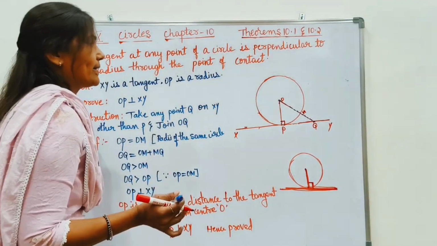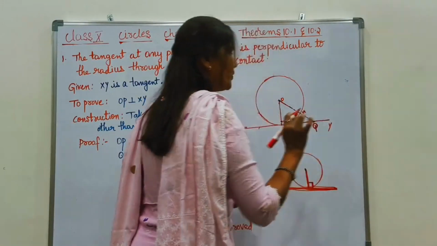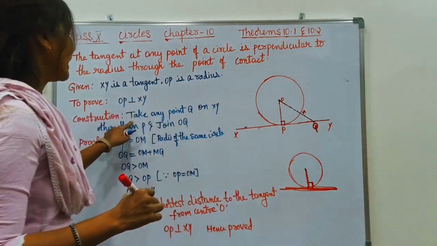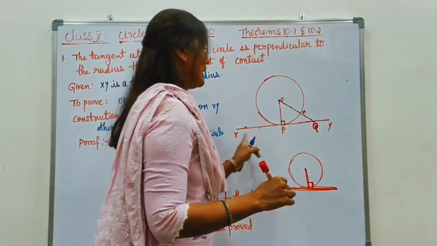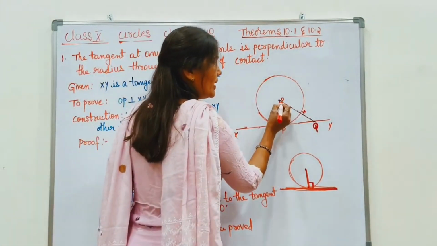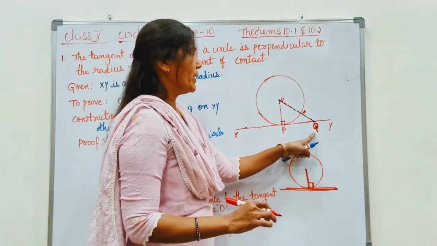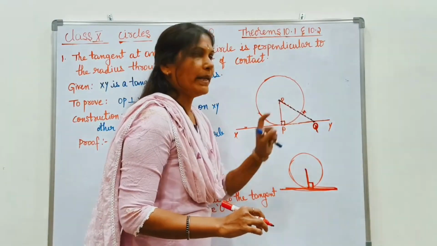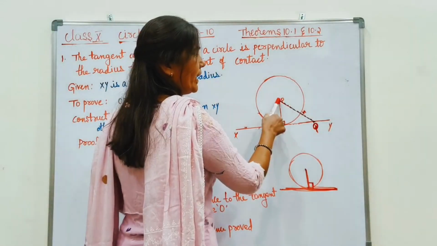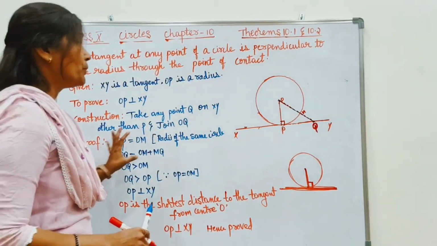Next, the construction. Here we will draw one construction. On the tangent, you take one point Q, anywhere other than P. Write in words: take any point Q on XY other than P, then join OQ. So the center of the circle is joined to Q. Give the name Q, and this point, give the name M. Construction, are you clear? After construction comes the proof, which is very important.